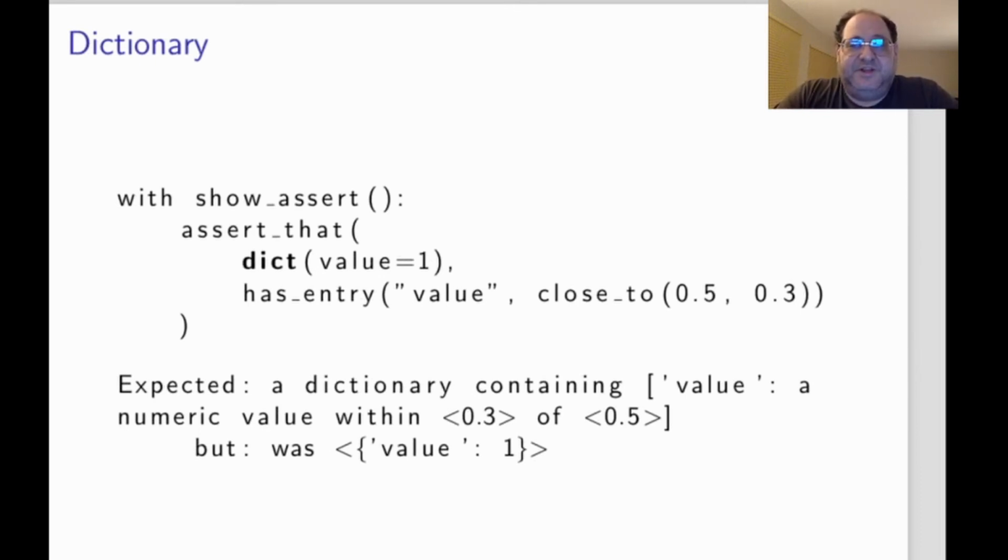You can also check dictionaries. So you can say, I want value to be close to 0.5 to within 0.3, but of course 1 is a whole 0.5 away from 0.5, so it does not match. And Hamcrest correctly fails our assertions. By the way, all the assertions in this talk will fail, because I feel like this is where the fun begins. Not in real life. In real life, it's probably not fun, but in the talk, the only fun we can have is if we let the assertions fail.